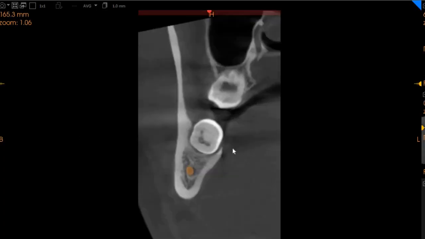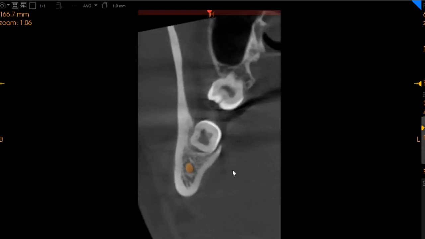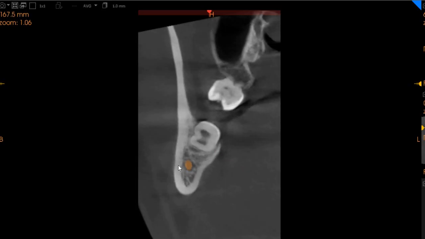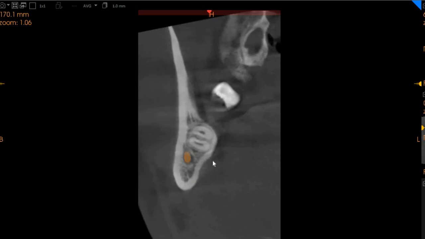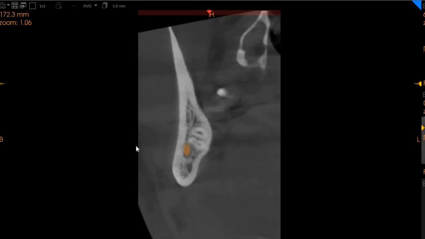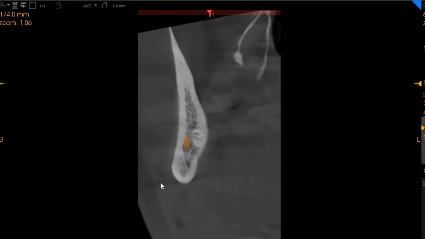Now we're going to focus on the lower left 8. The lower left 8, as you can see right here, is also horizontally impacted. At mid root level, we're approximately 1 millimeter away from the nerve, and at the apical one third, the mesial root comes in very close contact to the inferior alveolar nerve canal, as you can see right here, and it is very closely associated with the canal right at this point. So this is how the lower left 8 is.